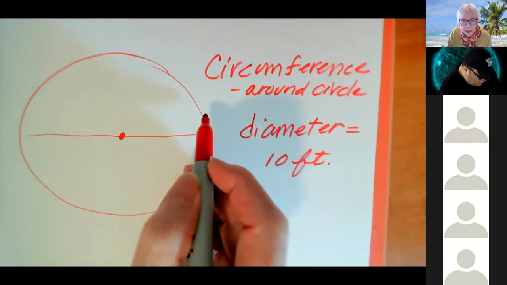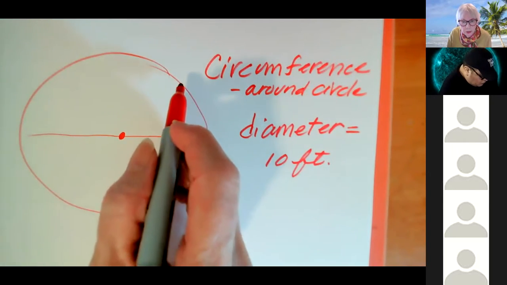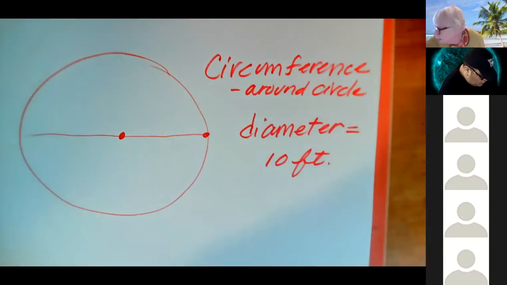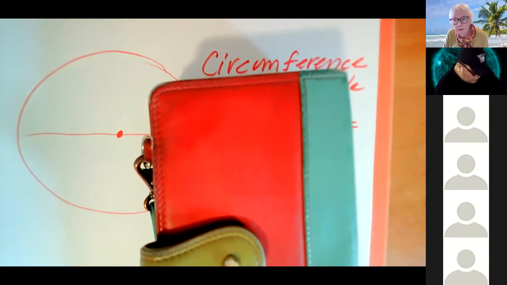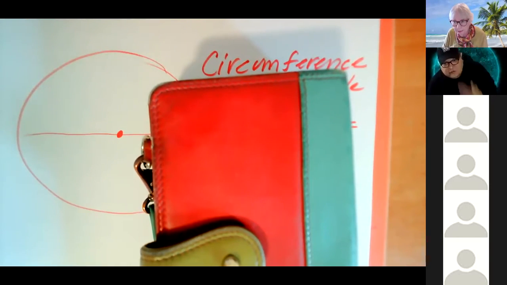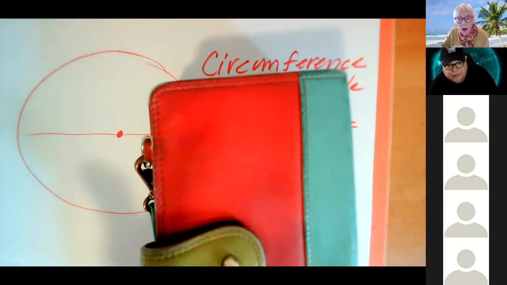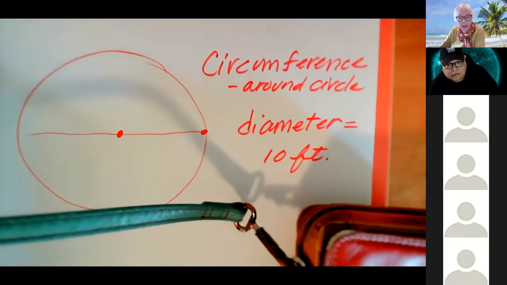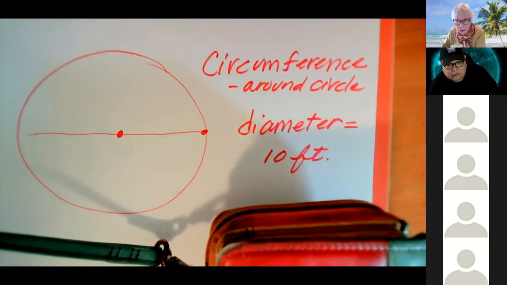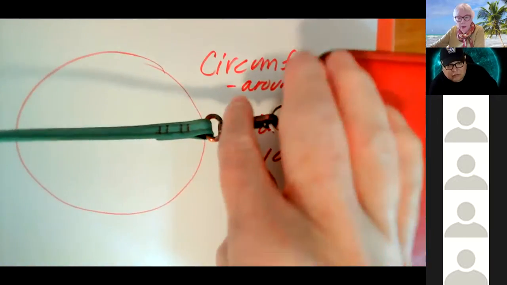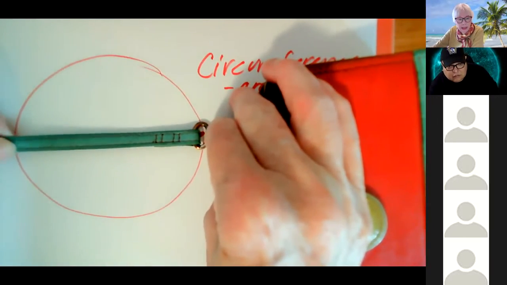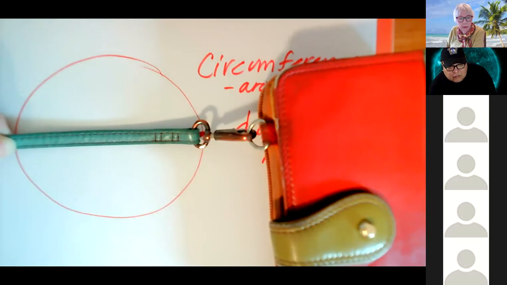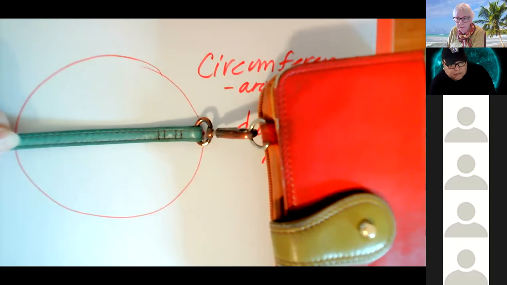Now, it's not like you can take a tape measure and measure and measure and measure. So I always take what's handy. And what's handy for me is my purse. Why? Because it has a strap that bends. And so here we go. I'm going to take from here to there. That is the diameter. Everybody clear about that? See where I am? So that's the diameter.